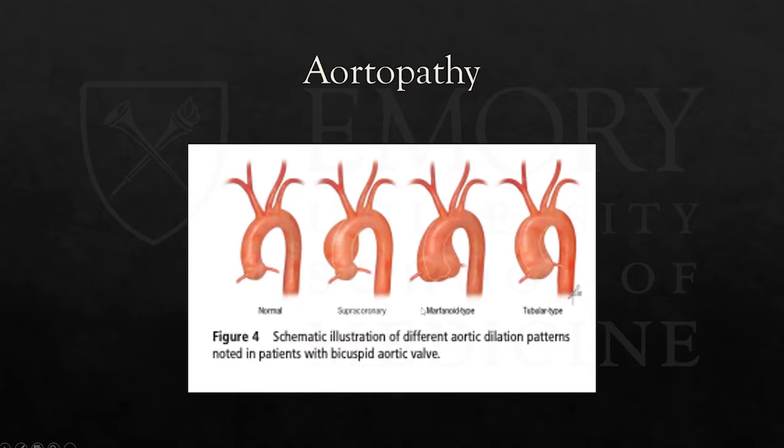We have what's called a Marfanoid type. Again, Marfan's patients typically have this appearance of a pear-shaped aortic root. We can see a similar finding in some of these bicuspid aortic valve pathologies, where you get a pear-shaped isolated aortic root aneurysm that doesn't necessarily affect the entire ascending aorta. It doesn't really affect the aortic arch. And then we can have a tubular type, which is basically dilation from the root all the way up through the arch.